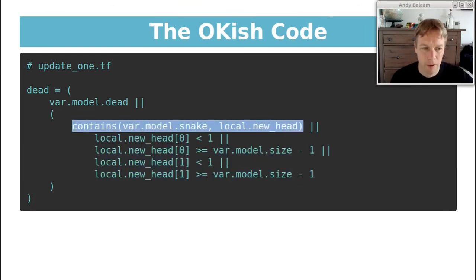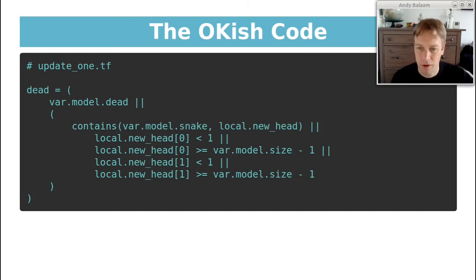So again, we're using the contains function, which is included with Terraform, which says, does this array, the snake position, contain this new position, new head? If it does, that means we've hit our own body. Now, actually, there's a slight caveat here. All the snake games I've written up to this point work exactly the same way, as far as I know. This game has got a subtle bug in it, which is that you can hit your own tail when your tail should have already moved out of your way.